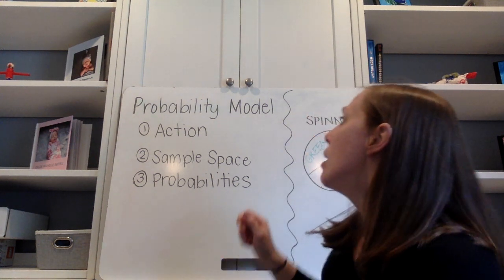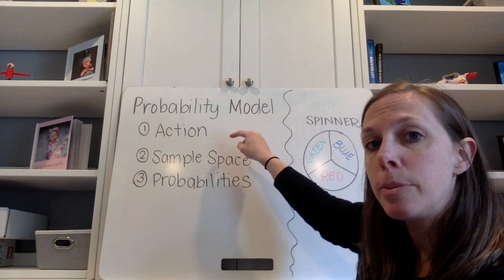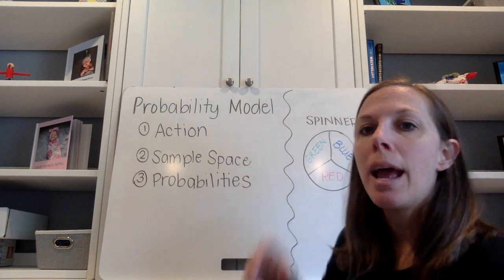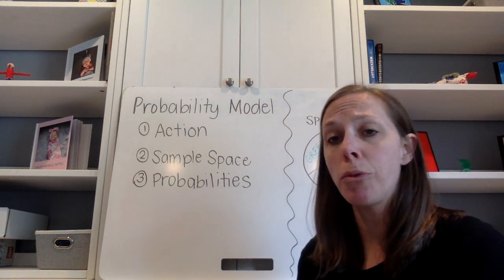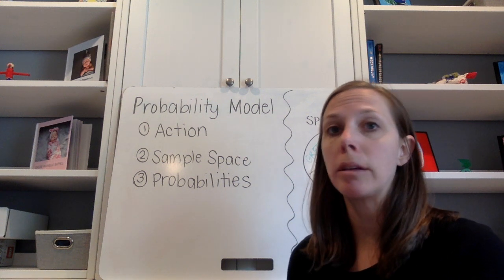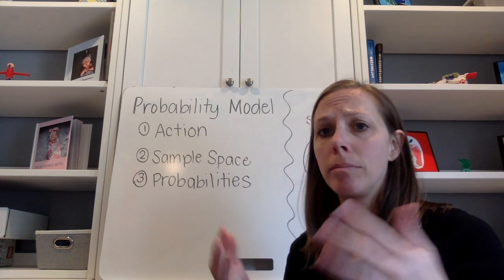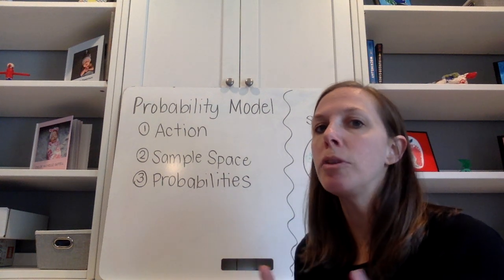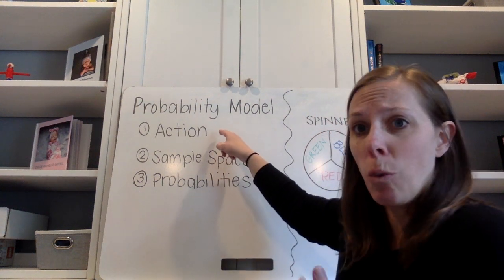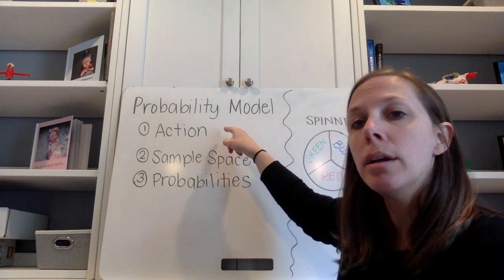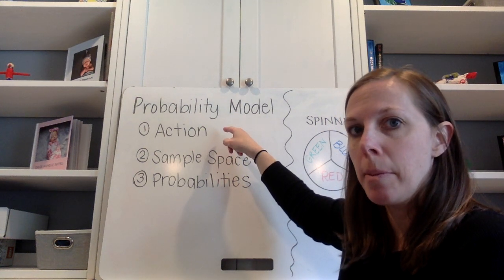Good. Now, the three things that have to be included are the action. And this is, what are you actually doing? Are you flipping a coin? Are you spinning a spinner? Are you rolling a die? Are you pulling a marble out of a jar? There are all different things it could be, but it's what are you actually doing that's creating this probability?